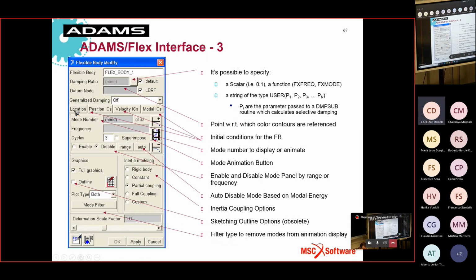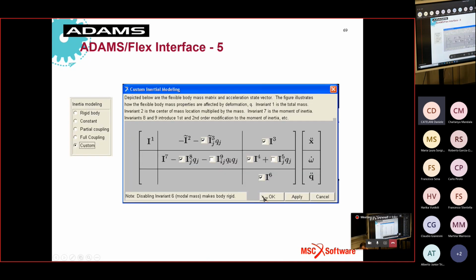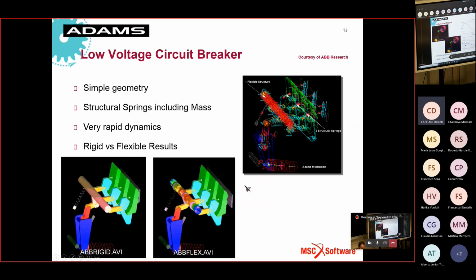This is the Adams Flex dialog box. So we have the name, the damping, the modal content, visualization of the modes, the inertia characteristics. This is the flex modal content frequency. This is the inertia content, activating or deactivating the inertia invariants. Okay, a couple of examples. Let me show you a couple of these examples.